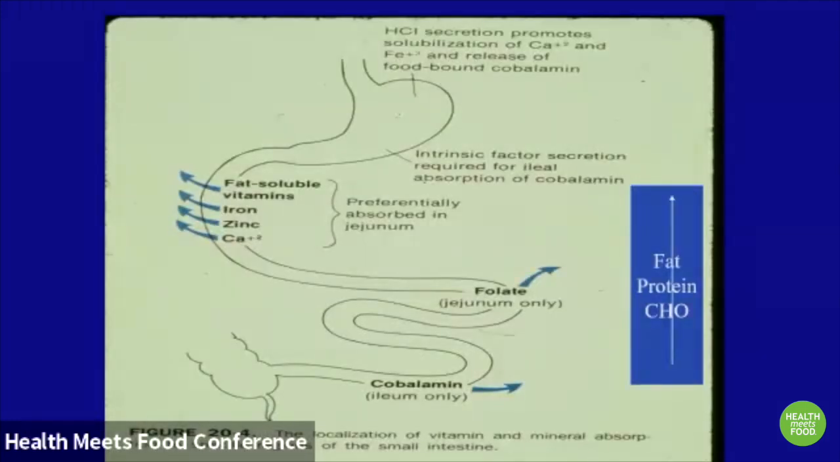And the small intestine that you can see here is specialized to absorb certain nutrients in different areas. Now, the whole 22 feet will absorb fat, protein, and carbohydrate. So you can have a resection of half your small bowel and still maintain your normal weight. In the upper small intestine, the duodenum especially, fat-soluble vitamins, iron, zinc, and calcium are absorbed. Folate is absorbed in the upper small intestine, and vitamin B12 is absorbed in the ileum only. So if this gets resected, you become deficient in B12.